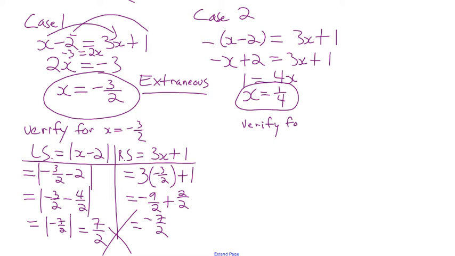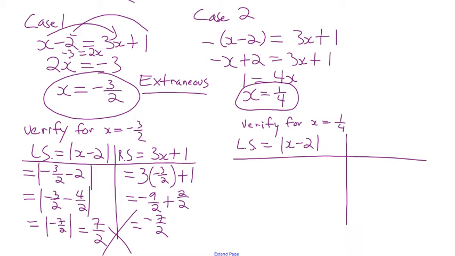Verify for x equals 1/4. The left side is the absolute value of x minus 2. The right side is 3x plus 1. So let's do this side first. We got 3 times 1/4 plus 1, which is 3/4 plus 4/4, or 7/4. Okay, well, let's look at that.